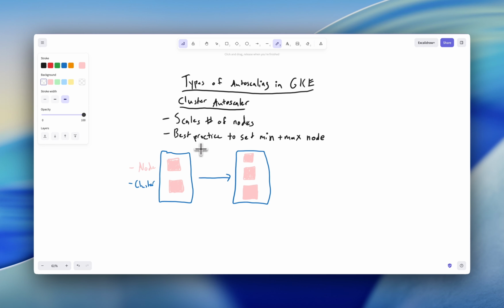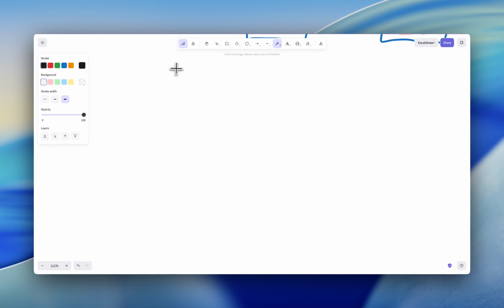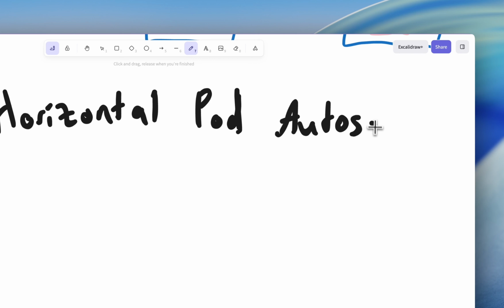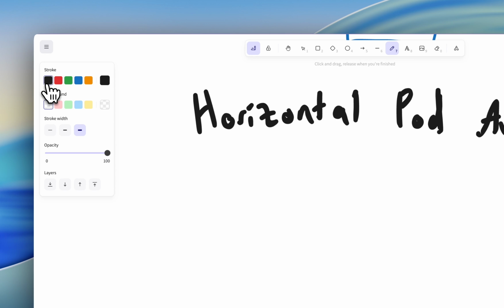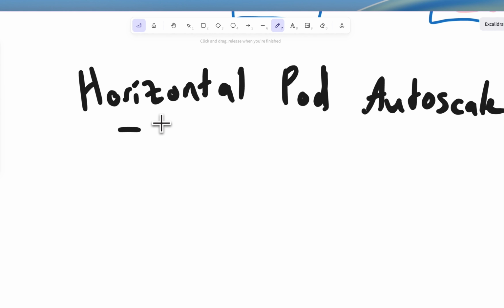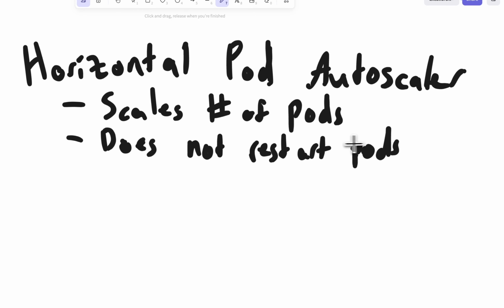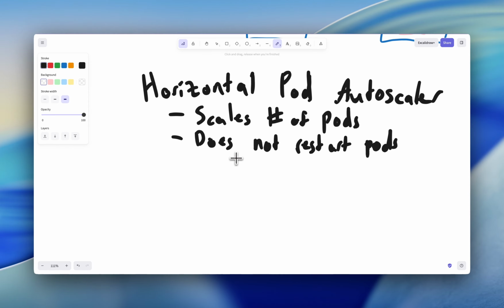So that's cluster autoscaler. Now we've also got horizontal pod autoscaler. With horizontal pod autoscaler, it's in the name, it scales the number of pods. Importantly, it does not restart pods. So if you see this as an option on a GCP exam, and one of the options is to restart the pods with horizontal pod autoscaler, that would be factually incorrect.